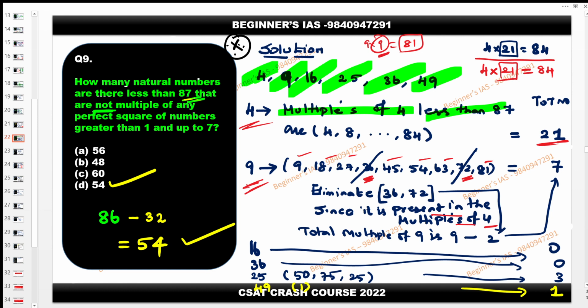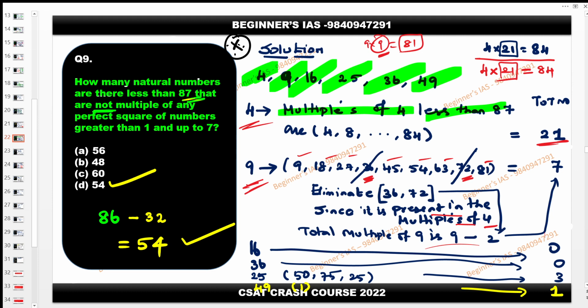Now listen carefully. Next one, 16. All the 16 table numbers are present in the 4 table itself. Therefore 0 here. Clear? All the 36 table numbers are present in the 4 table itself. Therefore 0 there. Then 25: 25, 50, 75, so 3 numbers are there. 49: only one number, 49 itself. Therefore 1. Now add everything: 21, 7, 3, 1, which gives 32.